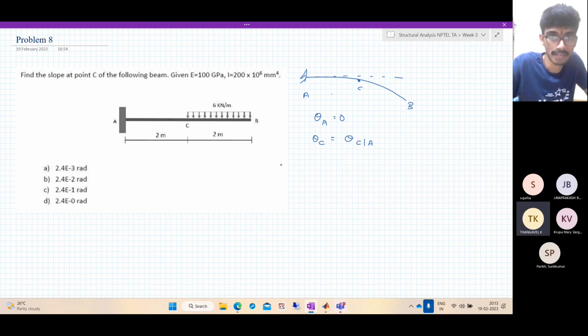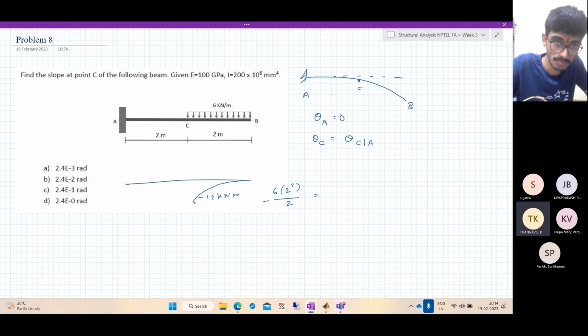So what is the bending moment? Let's draw the bending moment. At the point C, if we look at the total moment up to the point C, it will be quadratic. What is the total value? It is 6 into 2 square by 2, minus 6 into 2 square by 2, it is minus 12 kilonewton meters at this point. Beyond this, what is the total force? The total force is 6 into 2, 12, acting at 1 meter from here. So it's totally 3 meters away from here.